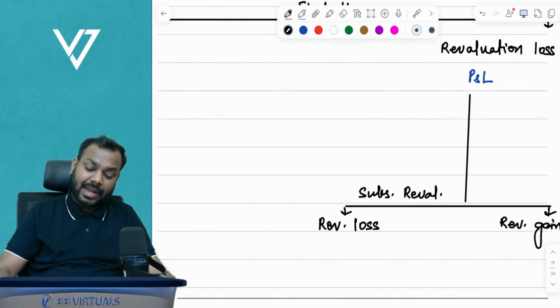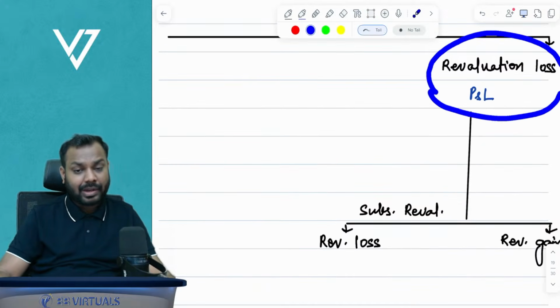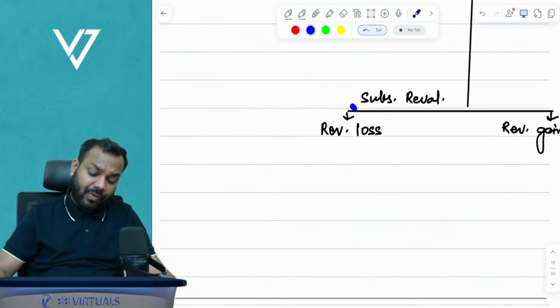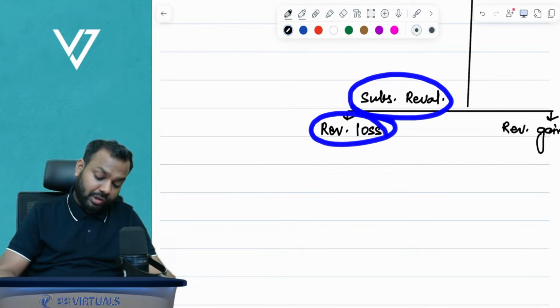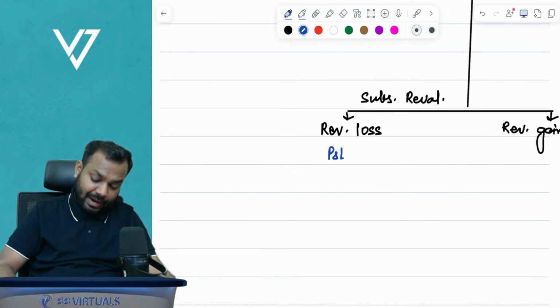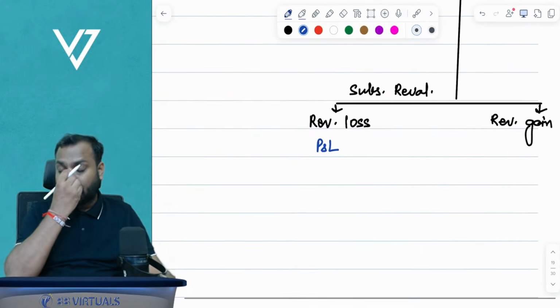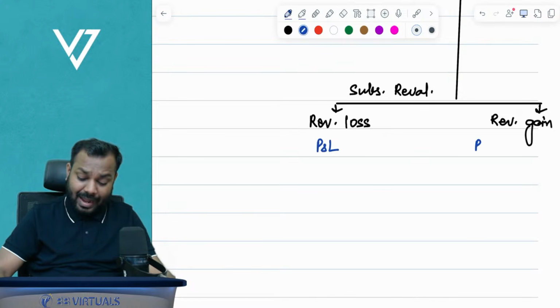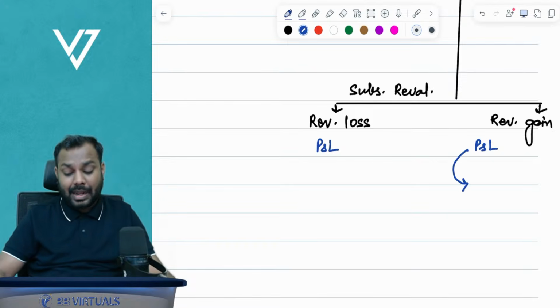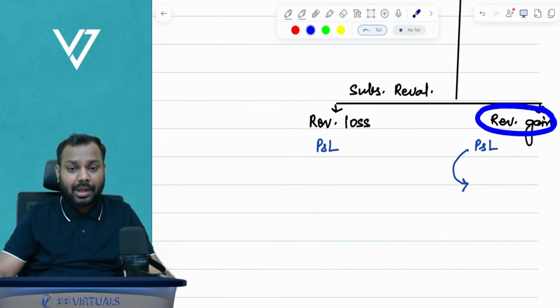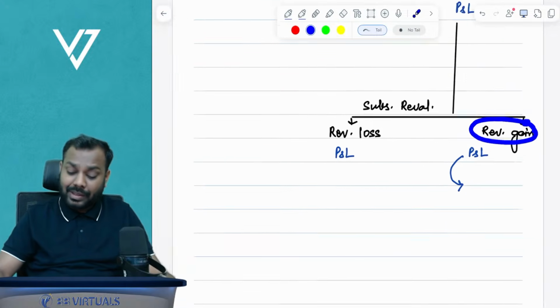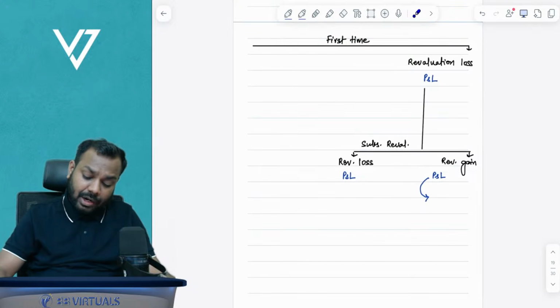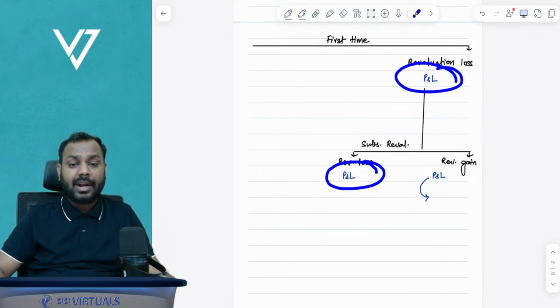Now, first time when we did the revaluation, it was a loss and the loss will go to P&L. Second time when we do the revaluation, it is a loss. So this loss will also go to P and L. Now again, you got a revaluation gain. So the standard will say revaluation gain will also go to P and L. But please understand here, the intent is not to record the gain in P and L. The intent is to compensate for the loss recorded in P and L.